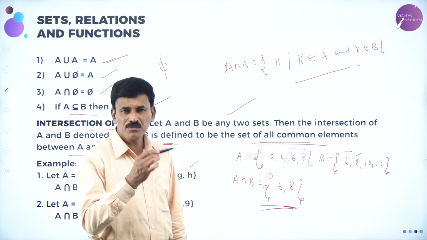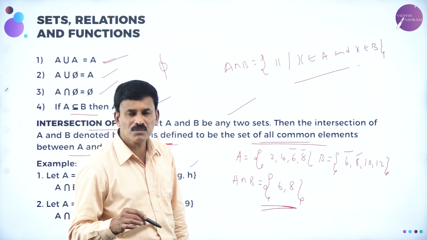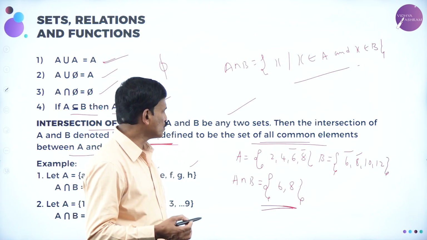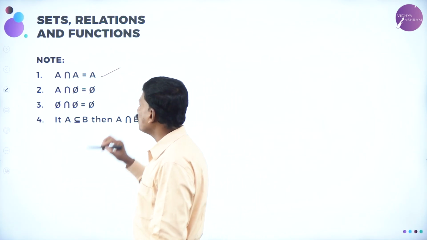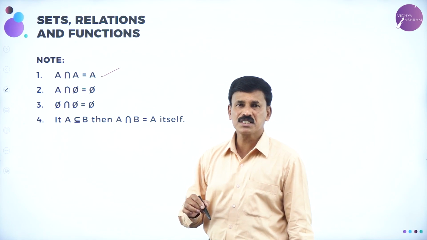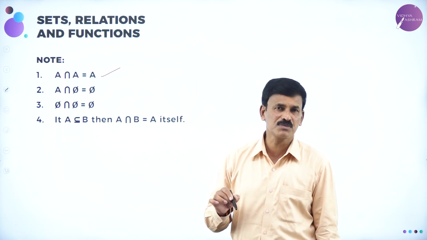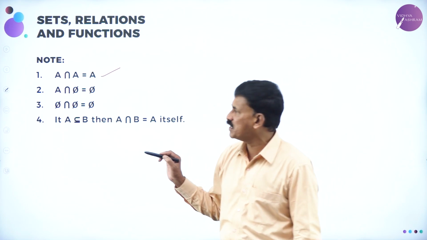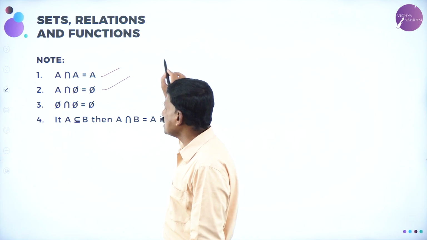So union means the combination of all the elements, intersection means just the common elements in both the sets. Now let us come to the properties. Intersection of a same set, A intersection A is equal to the same set, because the intersection of a set and the same set is the set itself. A intersection A is equal to A.